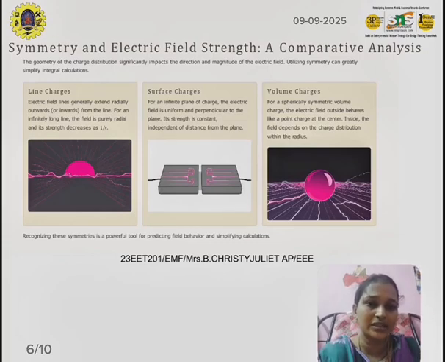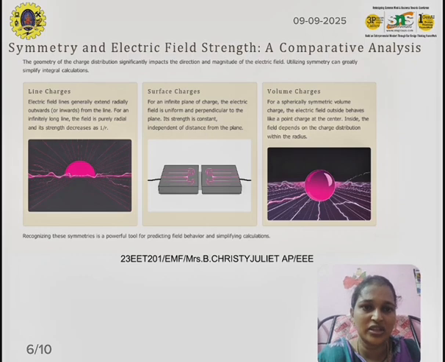Now we can have a symmetry about this electric field strength. The geometry of this line charge, this continuous charge distribution, has a significant impact on the magnitude and direction of the electric field. By utilizing this symmetry, we can easily simplify the integration calculations. If we take line charges, the electric field lines generally extend radially outwards, or maybe inwards, from the line. For an infinitely long line, the field is purely radial and its strength decreases as the distance increases.